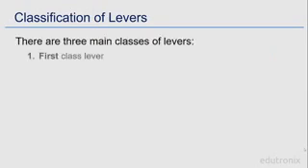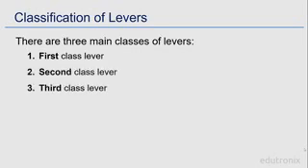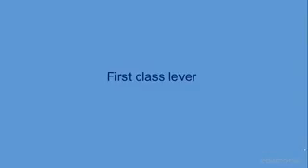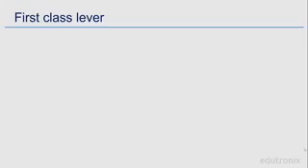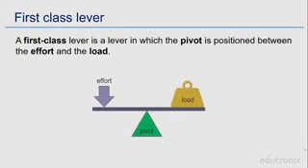There are three main classes of levers. These are first-class levers, second-class levers, and third-class levers. Let's now take a look at each of these classes of levers so we can know and understand what they really mean. We start with the first-class lever. The first-class lever is a lever in which the pivot is placed between the effort point and the load. This means the effort and the load are on either side of the pivot.